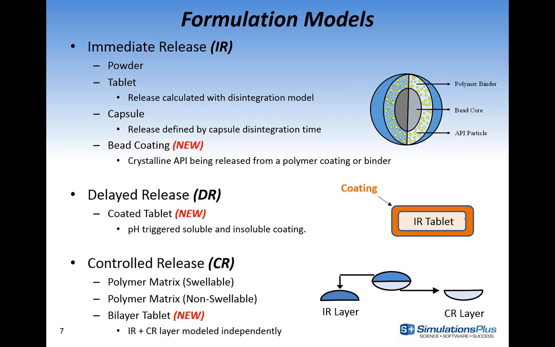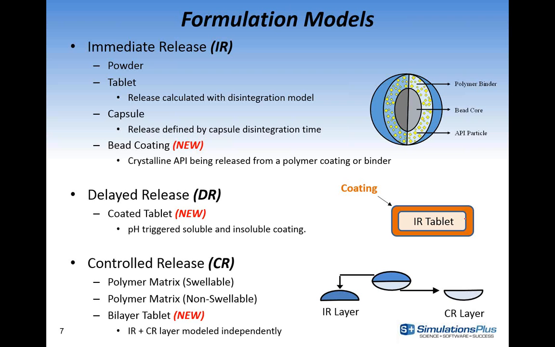Capsule is similar, except for now we would be defining the capsule disintegration time. And then new to version 5, we have bead coating formulations. This is crystalline API being released from a polymer coating or binder that is spray layered onto a bead core.